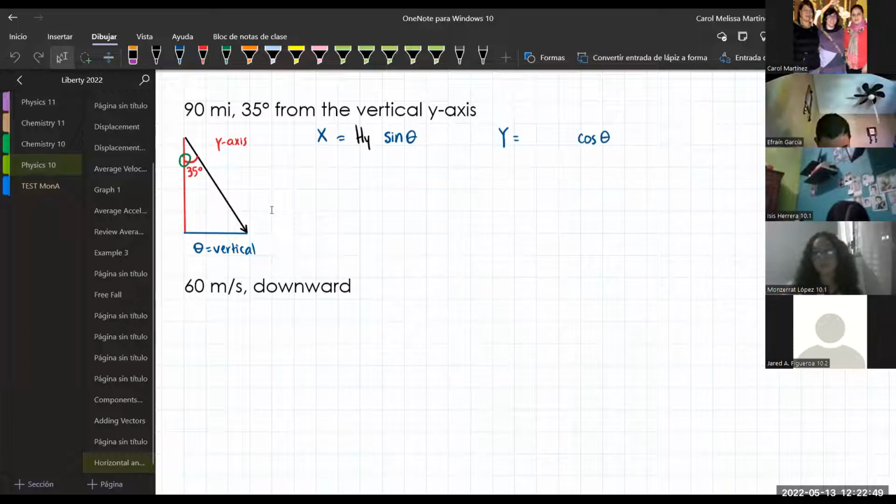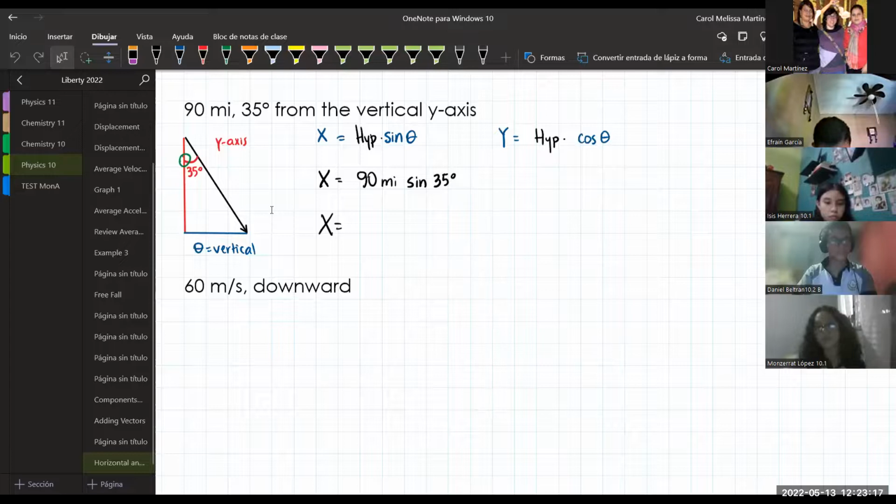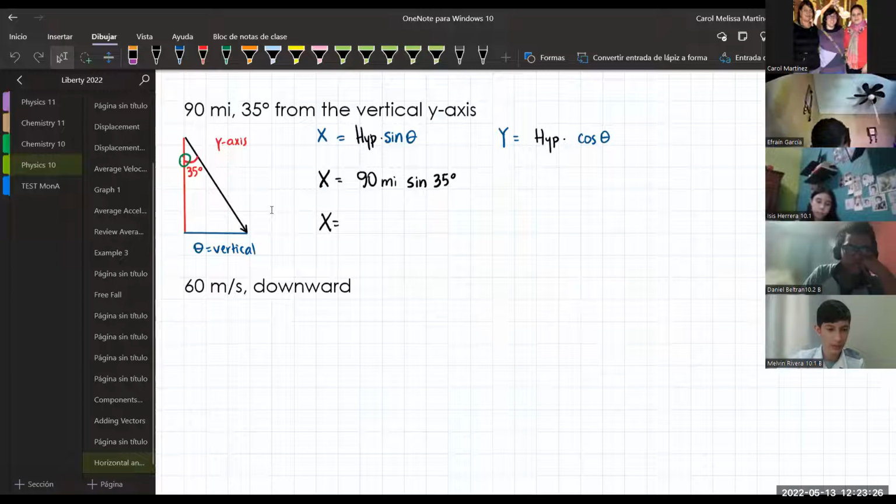And the size of the vector, remember, is denoted by the hypotenuse. What we do after, we replace by the given hypotenuse, that is 90 miles, sine of the angle, that is 35. How much is this? 51.62. We don't forget to write the unit. These are miles.